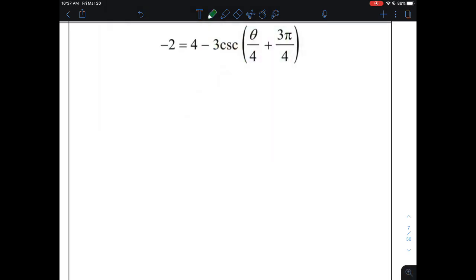Now, I take the same approach we've done with all the other ones. Isolate the trig function. So I want to subtract the 4, divide by negative 3. So I do that. That's going to give me negative 6 divided by negative 3, I get 2 equals cosecant of theta over 4 plus 3 pi over 4.